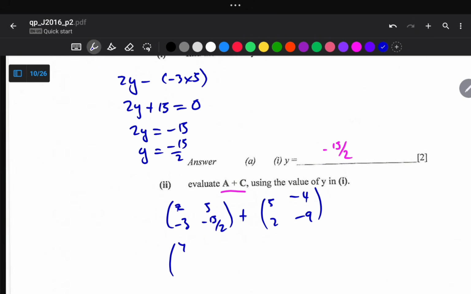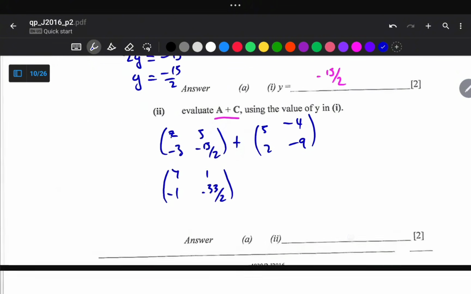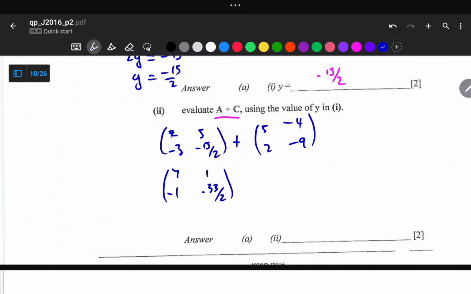So 5 minus 4, it gives us 1, and minus 3 plus 2, it gives us -1. Minus 15/2, minus 9. This gives us -33/2. Okay, so this is our answer using our value of y in the first item.